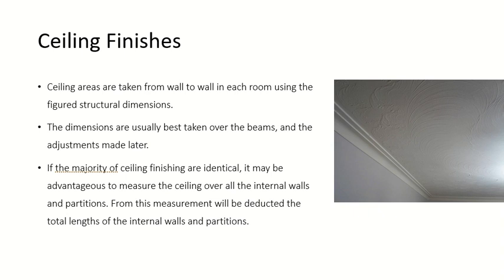If the majority of the ceiling finishes are identical, then you can measure the ceiling over the internal walls and partitions as well. For example, I have multiple classrooms here, right? All of them have the same type of suspended ceiling. So I can take the total area. The total area will have the walls as well, so I can make the deductions for the walls later on, provided that they are the same. You will do one big calculation for the whole area, and then a small calculation for the deduction. It will be easier than doing 10 rooms one by one.